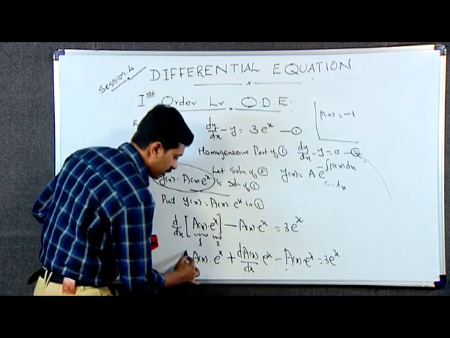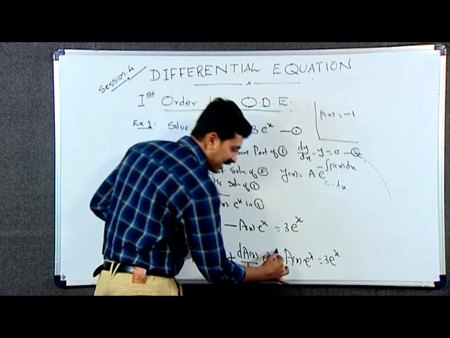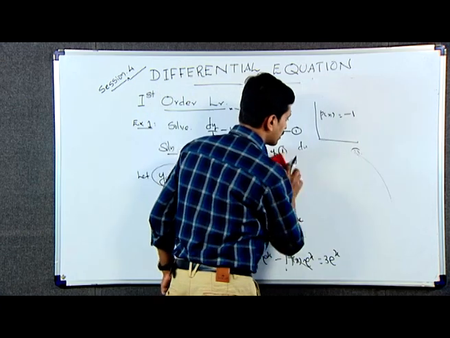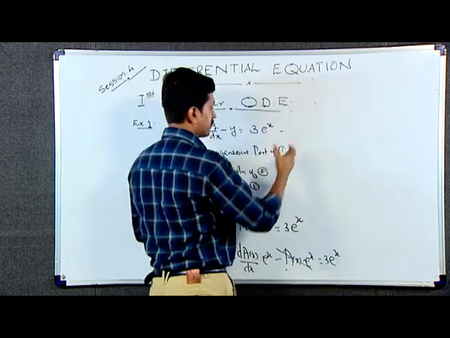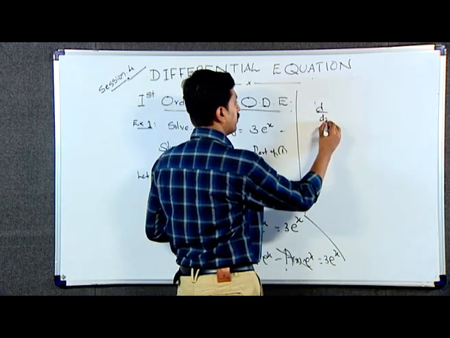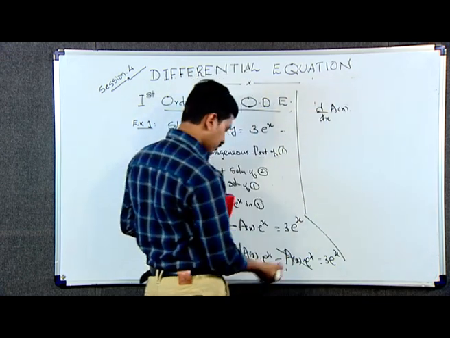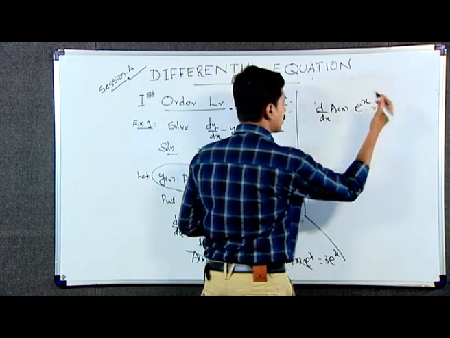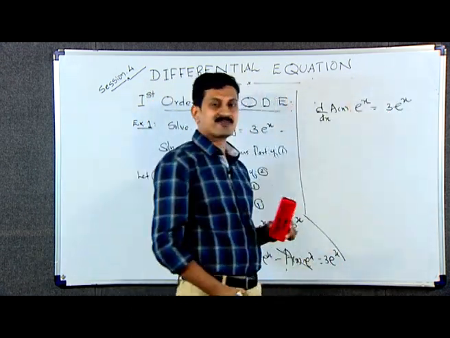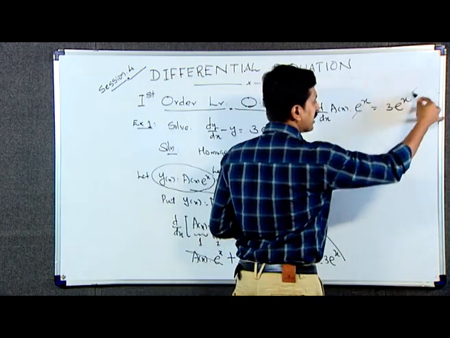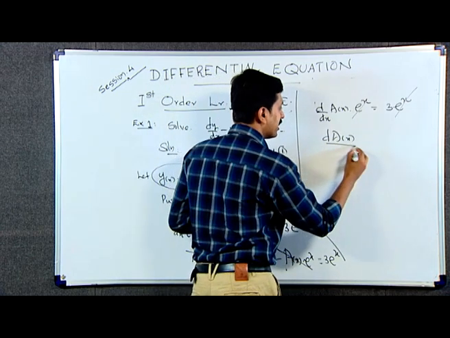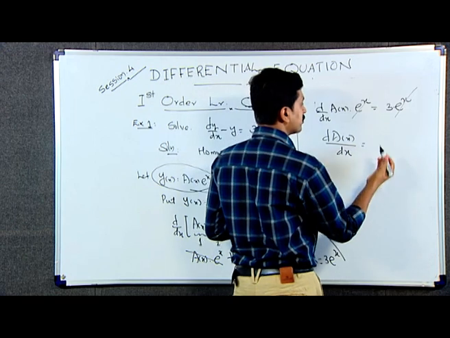Here I have plus a of x into e raised to x, as well as minus a of x into e raised to x. That is why we cancel both, and what remains for us is da by dx into e raised to x is equal to 3 e raised to x. Now, we can cancel this e raised to x as well as this e raised to x. It remains for us only da by dx is equal to 3.